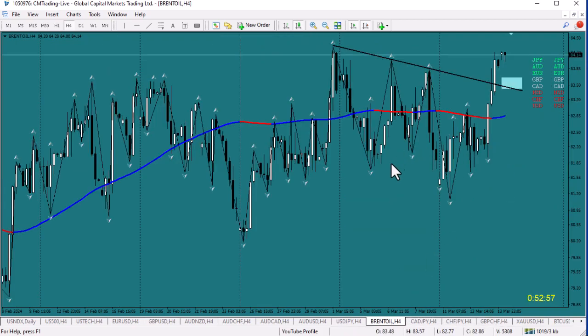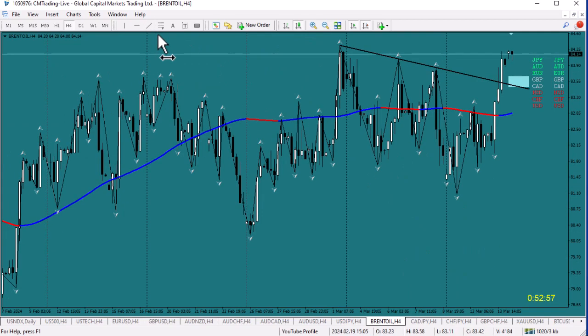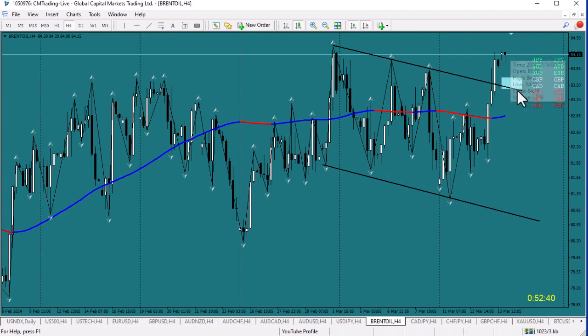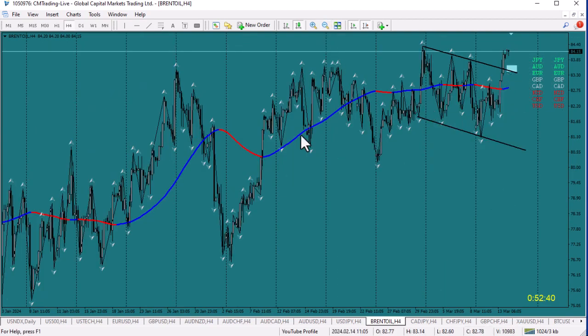Then Brent oil, definitely not one of my favorites. Consolidation, nice strong break, a retest there would be lovely. That's also, let me just draw these lines in. You can see there's also those old support levels there.